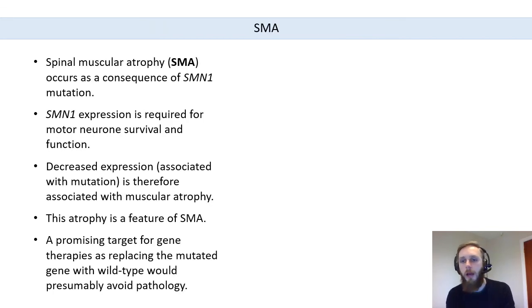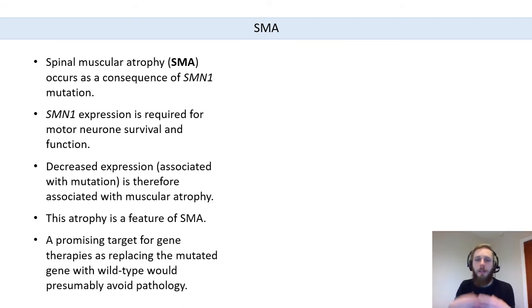Okay, what we have here is the use of gene therapies to treat SMA. So SMA is spinal muscular atrophy. Again, it's caused by a genetic mutation. It's caused by a genetic mutation in SMN1. SMN1 is essential for motor neuron survival. So if you don't have functional SMN1, then you can trend towards the atrophy of these neurons, which is defined as muscular atrophy. Again, spinal muscular atrophy. So quite a severe pathology.